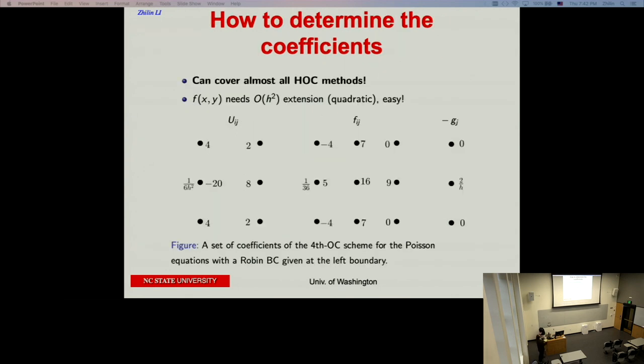And so what do we do? Actually, I use many methods. I just use SVD, and SVD will give you the best solution. And U1 is most stable. So I just show you one particular solution. So this is a fourth order. And you can see that that's for U, and that's for F, and that's for the Robin boundary condition.